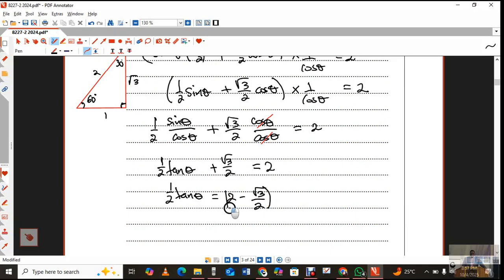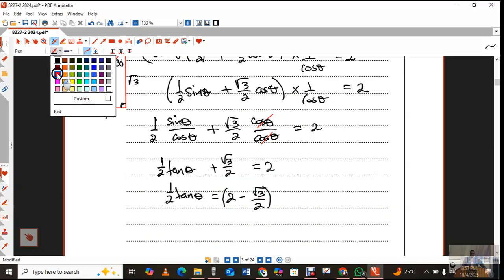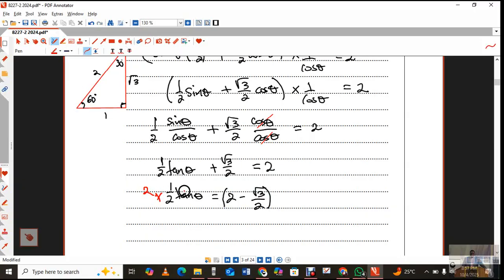Just go ahead and keep them in brackets, because I'm going to be multiplying throughout by 2. So multiplying by 2 here and also multiplying by 2. That leaves you tan theta is equal to, of course, you multiply by 2, you have 4 minus root 3, because the 2 cancels on the side.